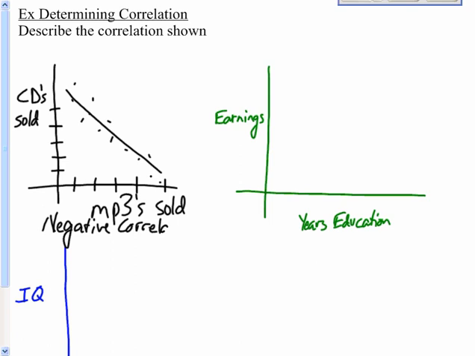Okay, negative correlation. All right, how about your years of education compared to, let's say, your lifetime earnings? Let's say we plotted a bunch of this data, and it looks something like that. Well, as your years of education went up, your lifetime earnings typically go up. So you have a positive correlation between the two.